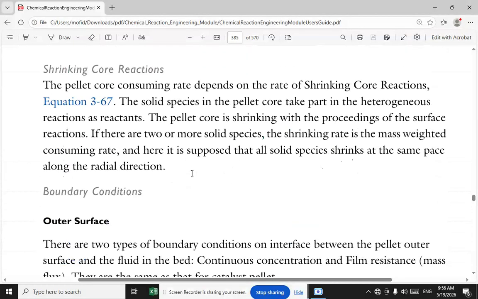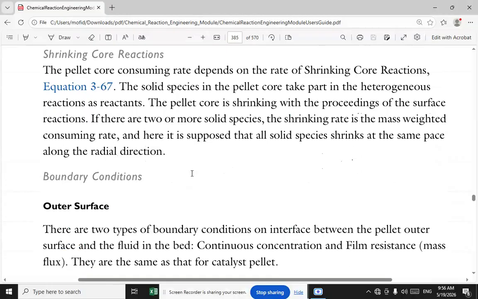Now I want to go through the shrinking core reactions. The pellet core consuming rate depends on the rate of shrinking core reactions, equation 3-67. The solid species in the pellet core take part in the heterogeneous reactions as reactants. The pellet core is shrinking with the proceeding of the surface reactions. If there are two or more solid species, the shrinking rate is the mass weighted consuming rate. And here it is supposed that all solid species shrink at the same pace along the radial direction.